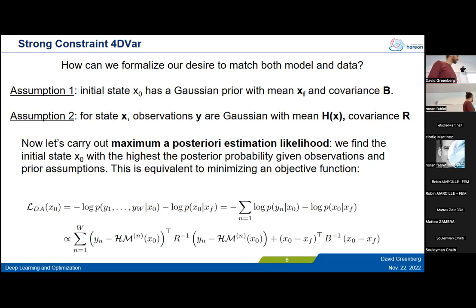So then when we expand this according to our assumptions, we have a data mismatch term. Here are observations minus the predictions from our model. We take the initial state, we iterate it out with the time stepping function n times, put it through the observation function, compare it to the data. And then we also have a prior term as well over here.